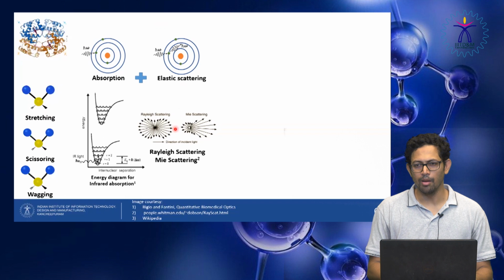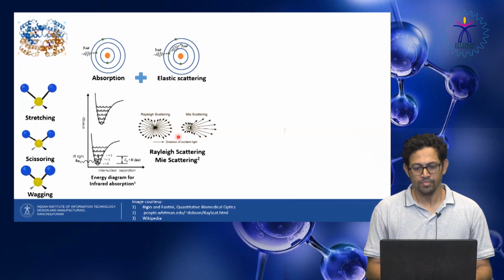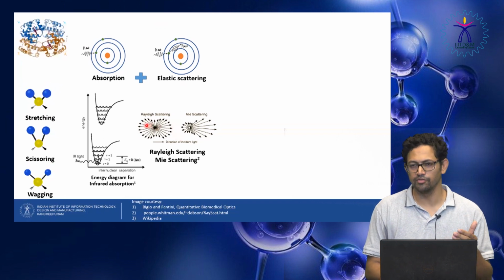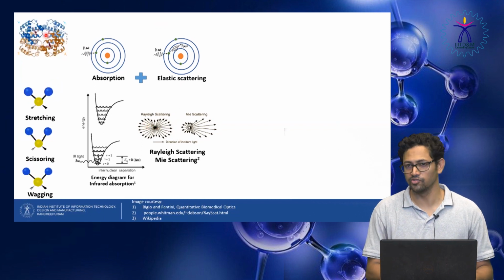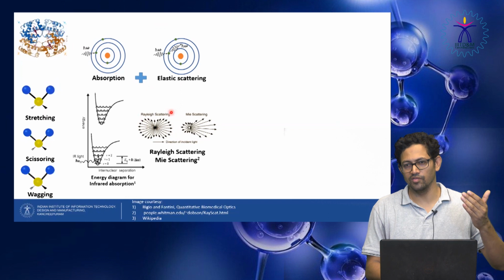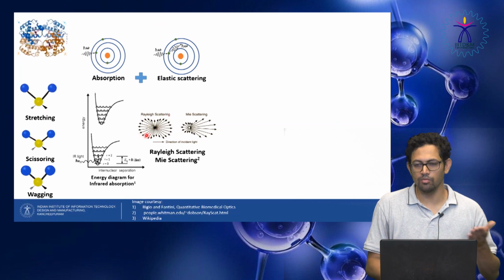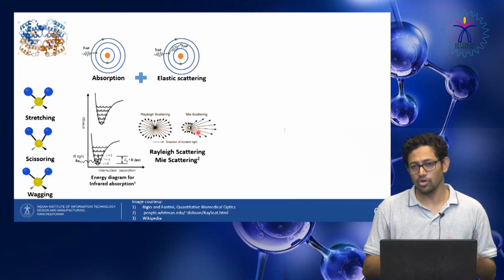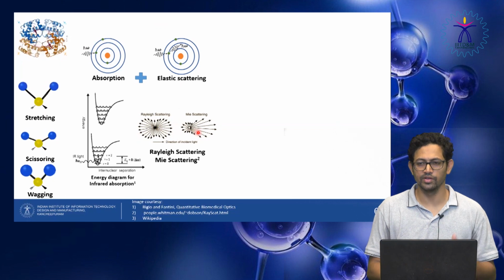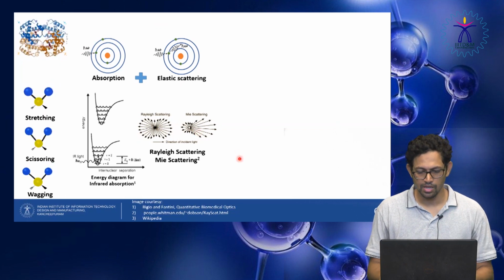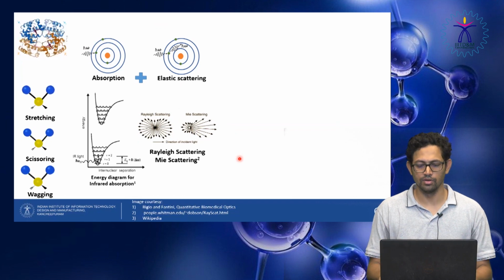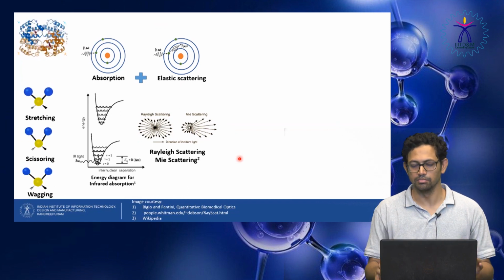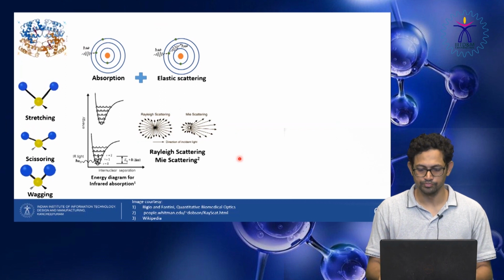A few examples of elastic scattering are Rayleigh scattering and Mie scattering. Based upon the dimension of the particle, or the hemoglobin in this case, and the operating wavelength, we may get Rayleigh scattering or Mie scattering. We will talk more about Rayleigh and Mie scattering at a later stage. As of now, I am just giving a brief introduction of how light interacts with the tissue.